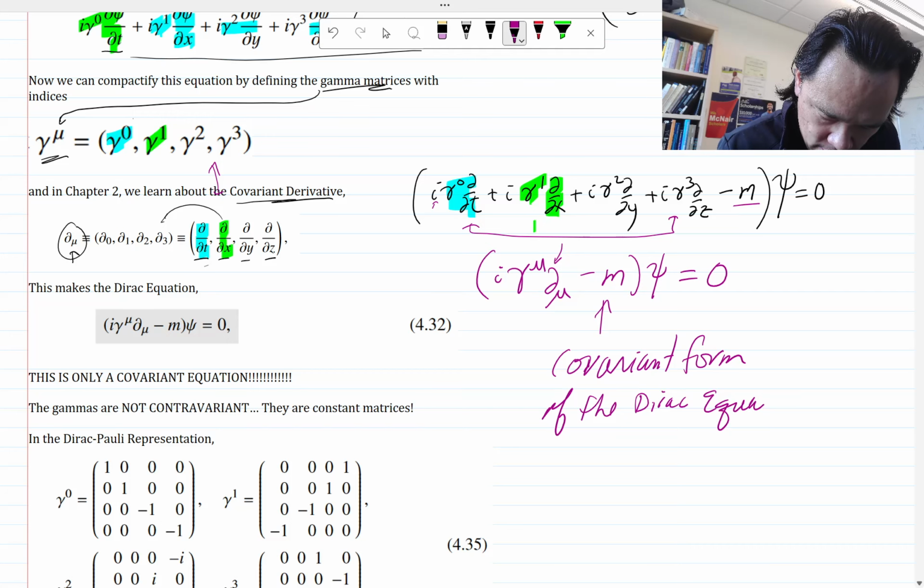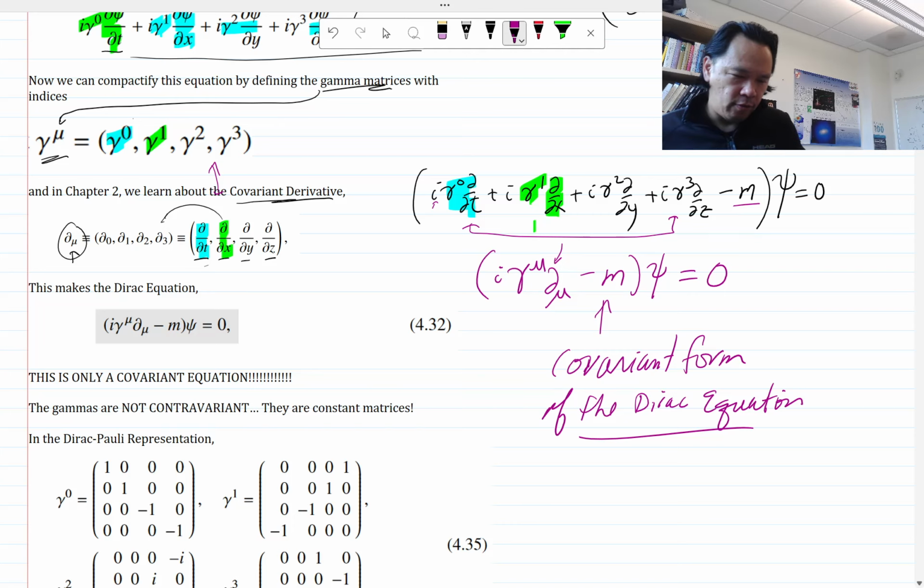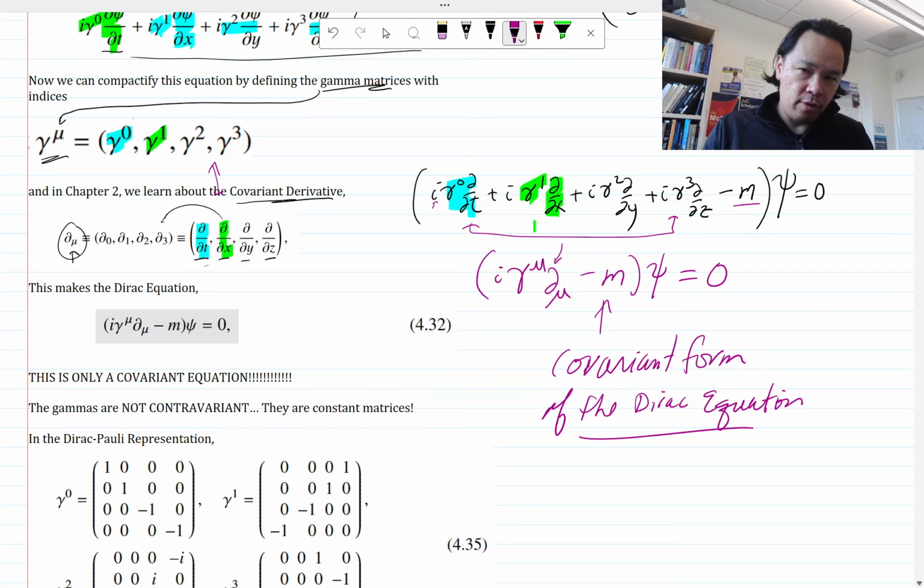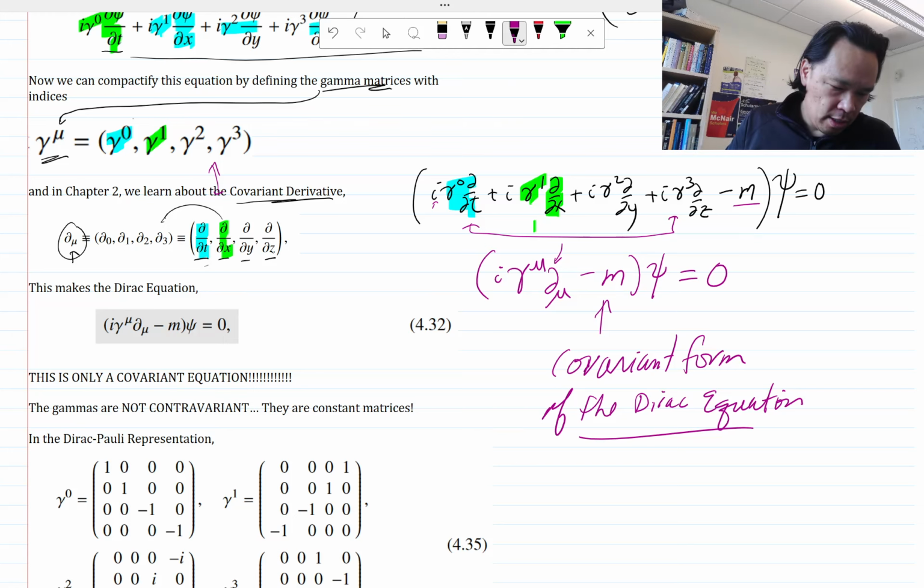So why is this a covariant form, not a Lorentz invariant form? What I'm going to ask you to do is think about this a little bit for a couple of minutes. So please pause the video, and then I'm going to keep talking, because if you don't pause, I'm just going to give the answer away. So pause if you don't want the answer.